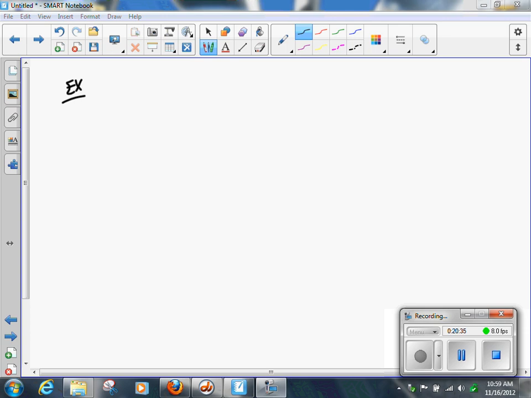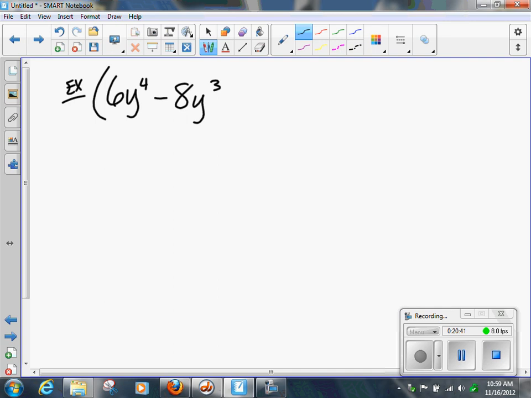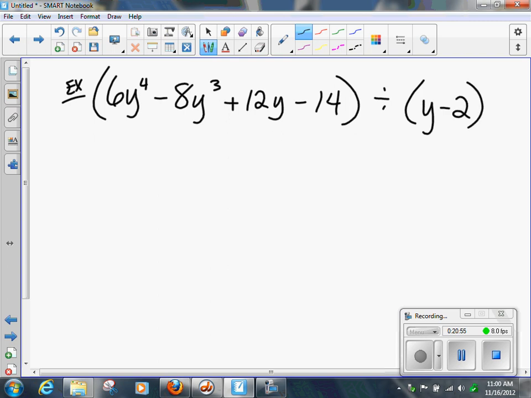Here we go. 6y to the 4th minus 8y cubed plus 12y minus 14, divided by y minus 2. Go ahead. Get to it. Okay. What goes in the box?